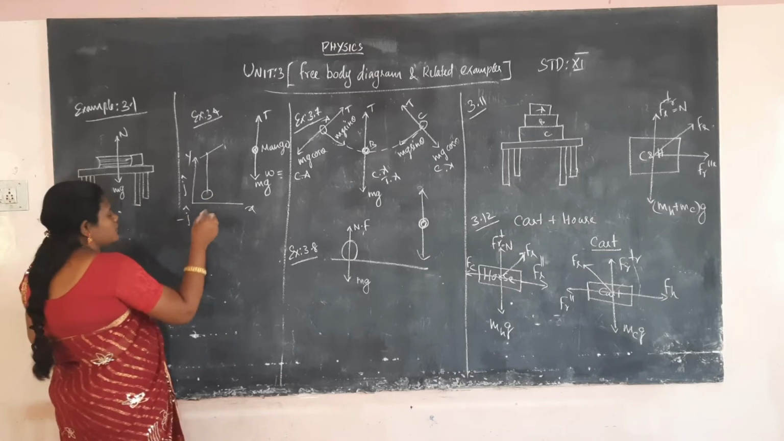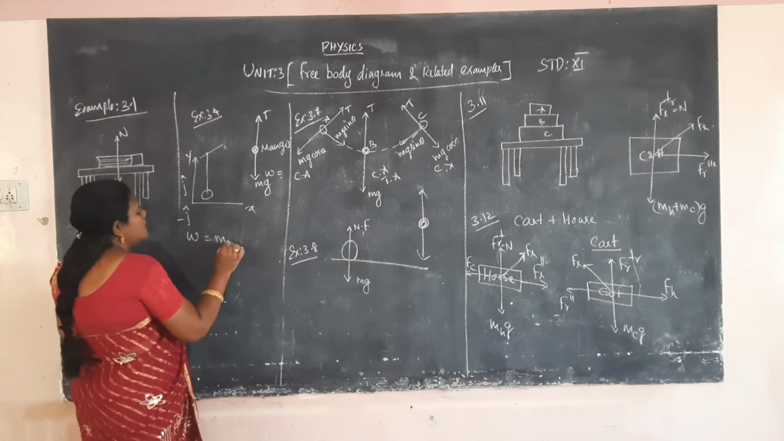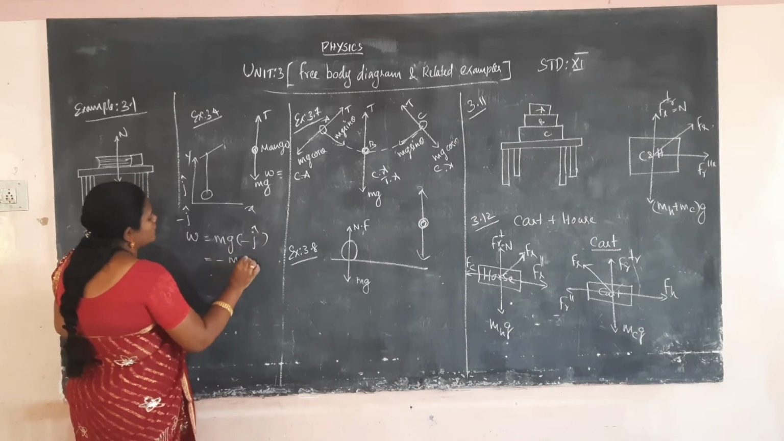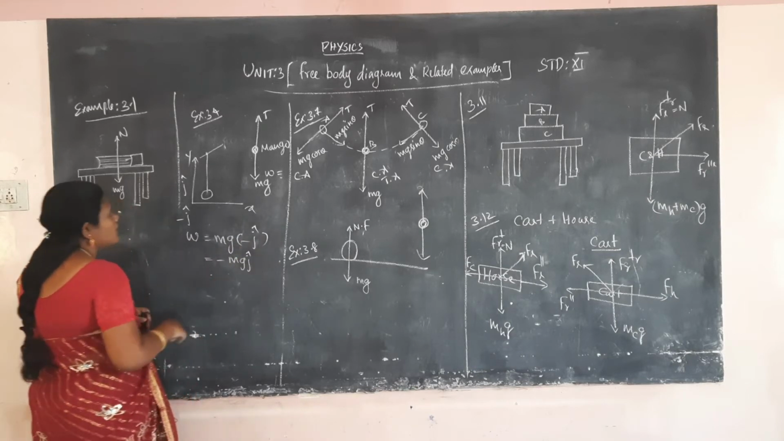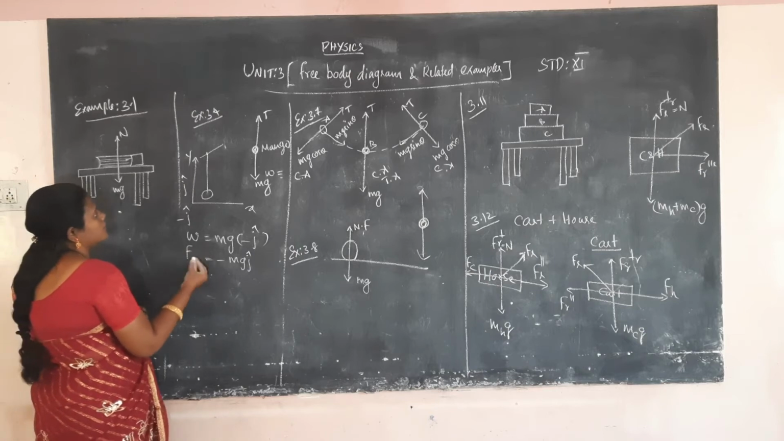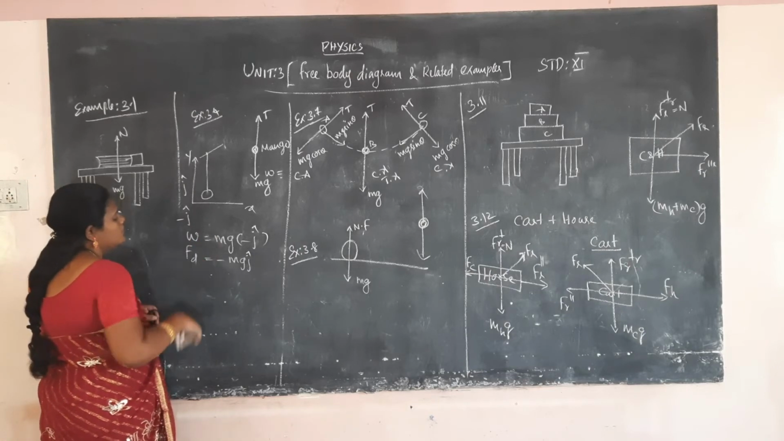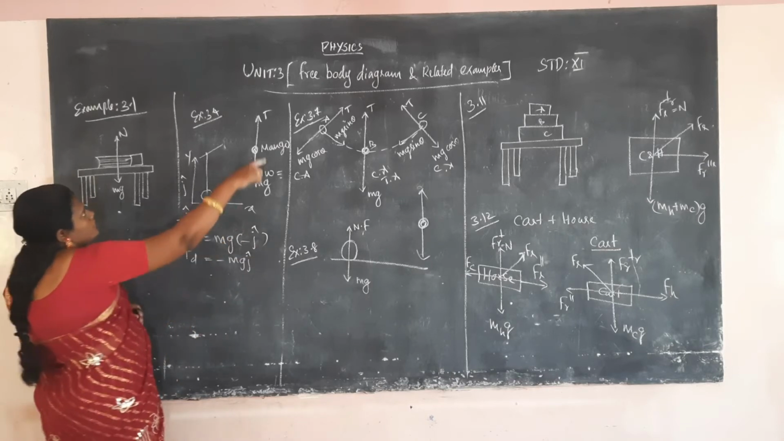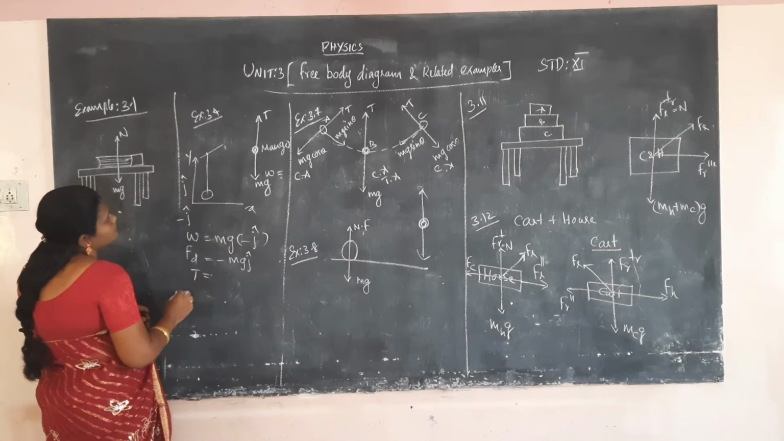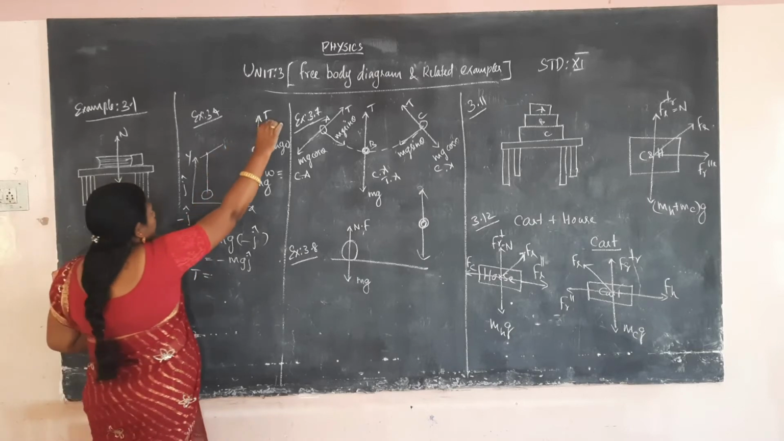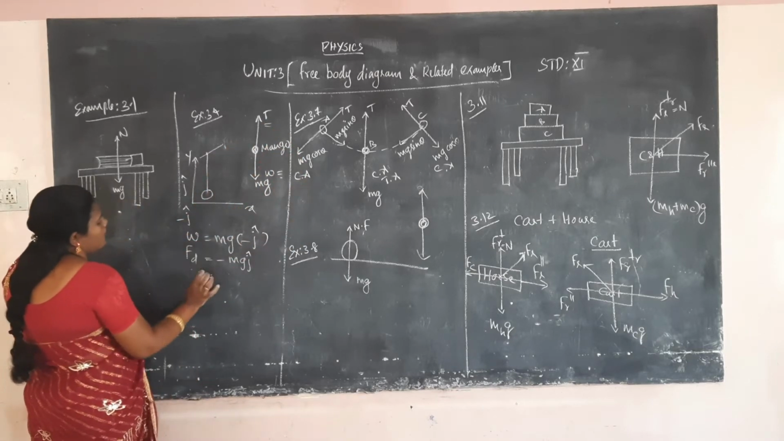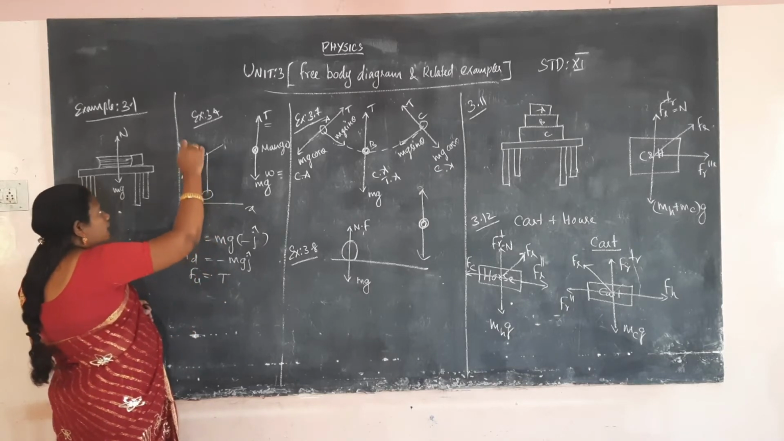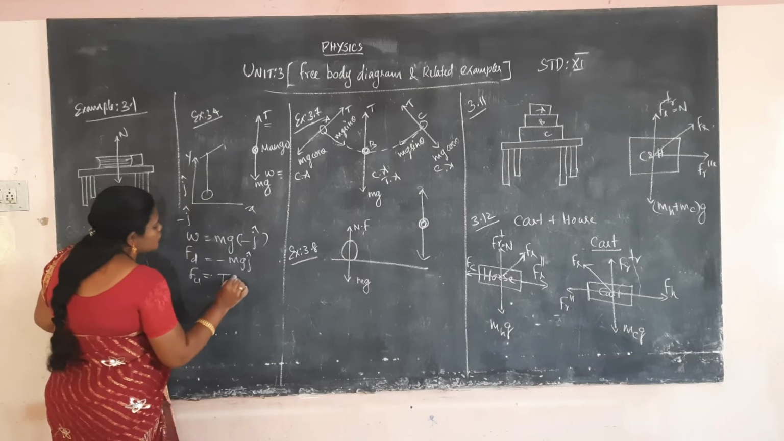So the gravitational force by the weight W is equal to minus mg j cap. That is the force acting downward. Then the tension T: how to calculate T? The upward force Fu is equal to T along the positive y axis, as positive y axis means j cap.